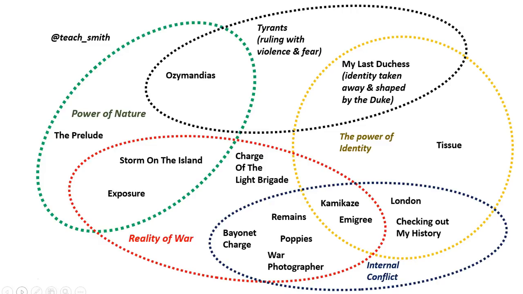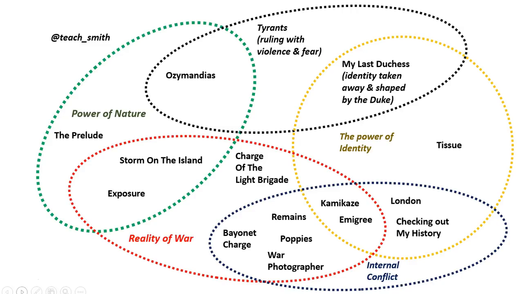Then we have this kind of triple crossover between identity, internal conflict, and the next category, which is reality of war. That is Kamikaze and Emigre. We then have internal conflict and the reality of war: Kamikaze, Emigre, Remains, Poppies, Bayonet Charge, and War Photographer. At this time I'm not going to discuss all of these because that would be an awfully long video and probably end up being quite confusing. My aim is that someone using this would already be familiar with these poems.